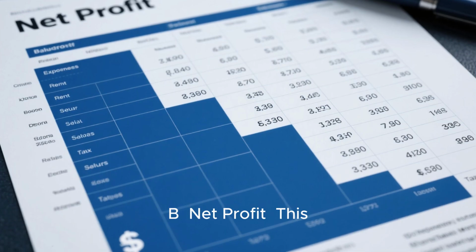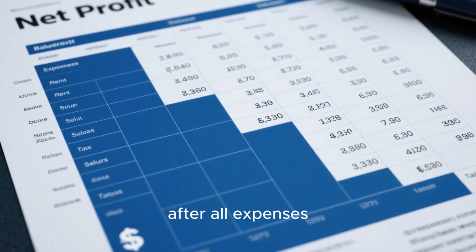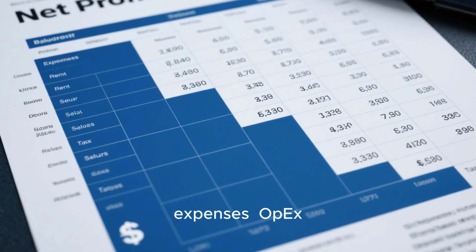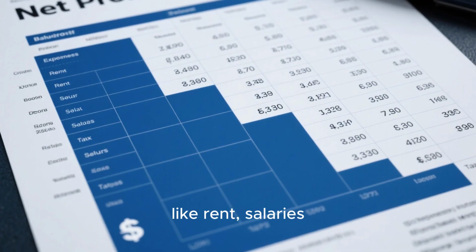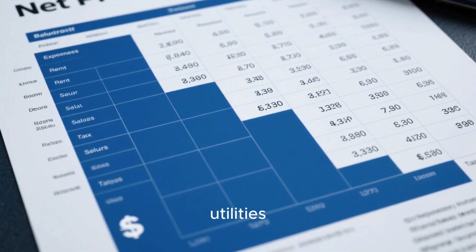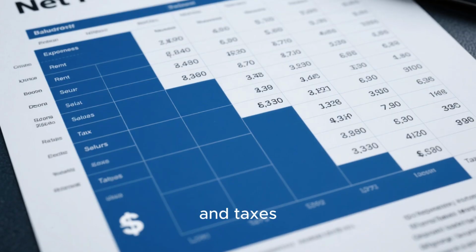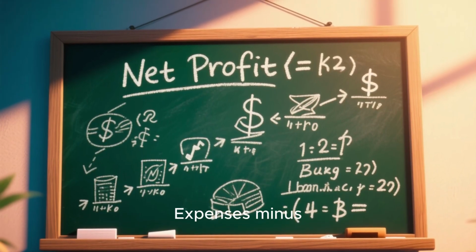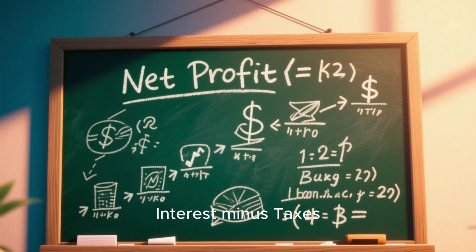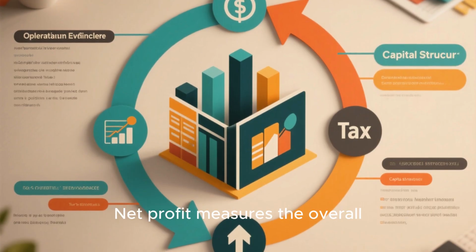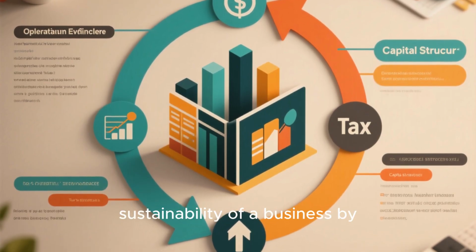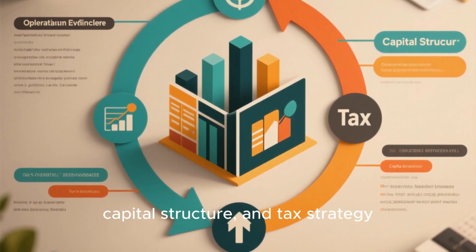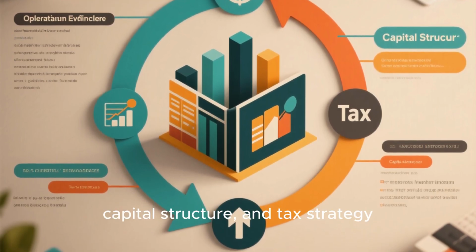B. Net profit. This is the final profit after all expenses have been paid, including operating expenses, OPEX like rent, salaries, marketing, and utilities, including interests and taxes. The formula is gross profit minus total operating expenses minus interest minus taxes. Net profit measures the overall profitability and sustainability of a business by reflecting operational efficiency, capital structure, and tax strategy.